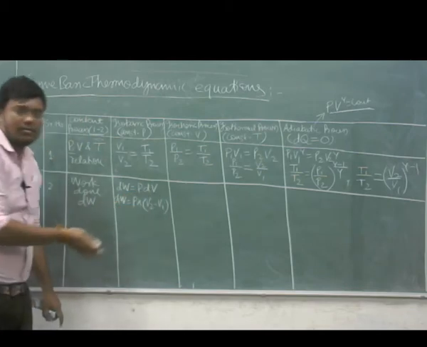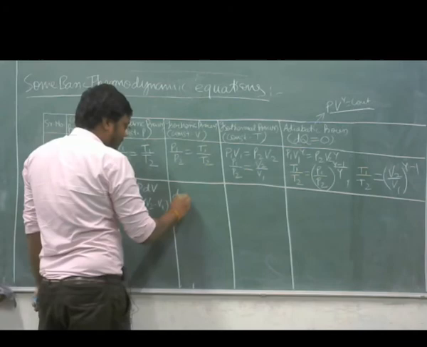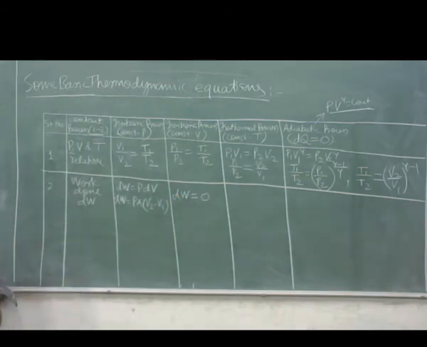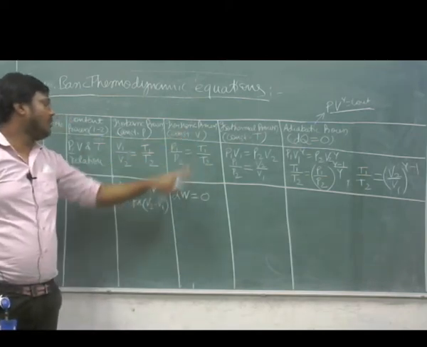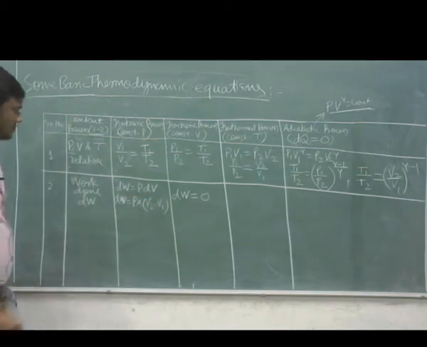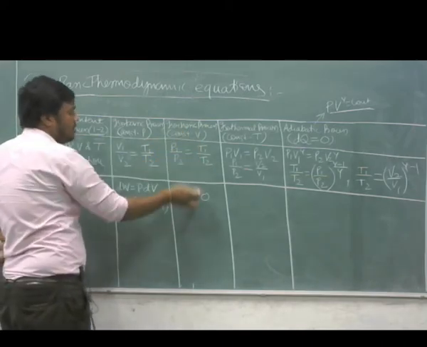dV becomes 0. So when dV becomes 0, what will be the value of dW? Work done also becomes 0. So work done for isochoric process will be 0. You need not remember any formula. Simple: the work done for isochoric process, the constant volume process, is 0.